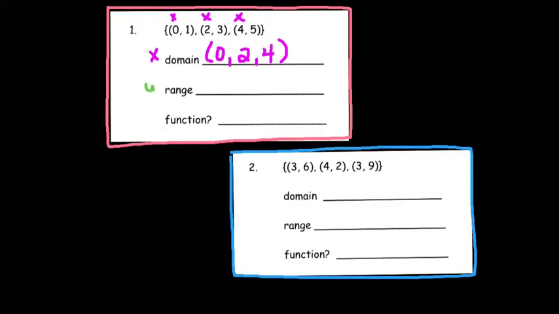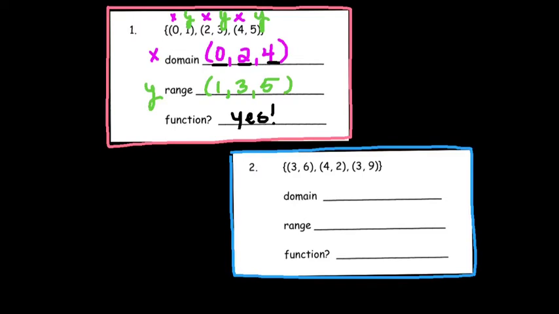The range, remember, are the y values, and they're the second number in each of these parentheses. And again, we write them in order from least to greatest. So we have 1, 3, and 5. That is in order, so we put 1, 3, 5. And this would be our range. Now, to determine if it's a function or not, remember, none of our x's can repeat. Well, none of them repeated, so therefore it is a function. So I'm going to put yes, it is a function.